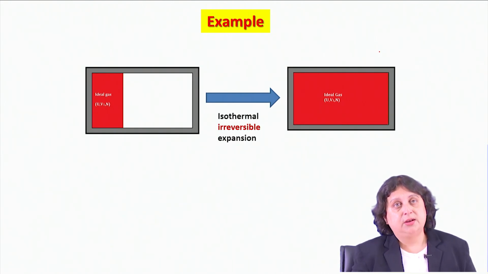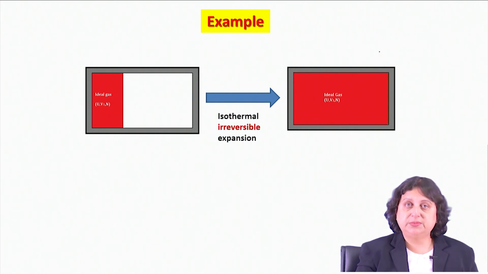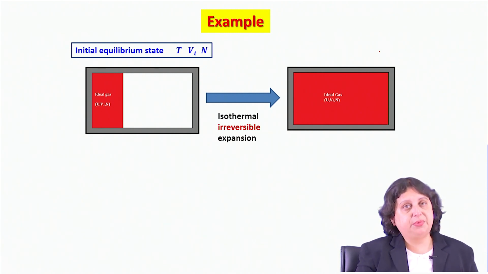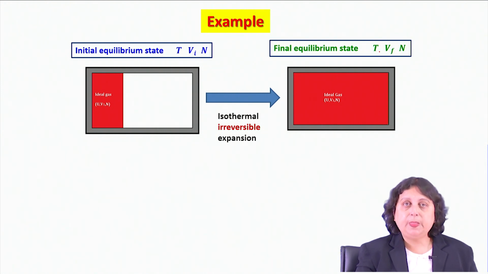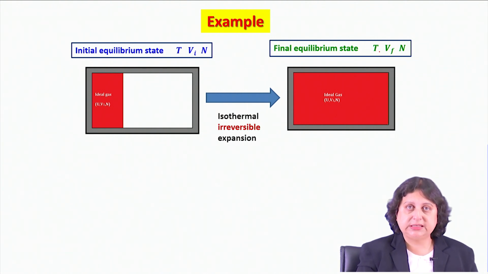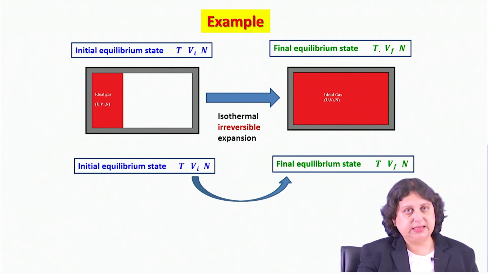So let us take some example that we will come across again and again in real life. Take this example of isothermal irreversible expansion. Here, the initial equilibrium state was characterized by a temperature T, volume Vi of the ideal gas, and the number of particles N. When I go to the final equilibrium state, when the gas has filled up the entire box, the final equilibrium state is the same temperature T, but now the volume has changed to Vf, the final volume, and the total number of particles is the same.